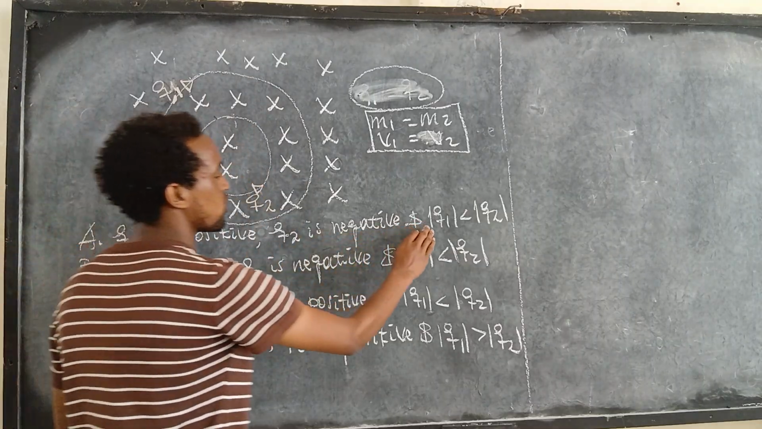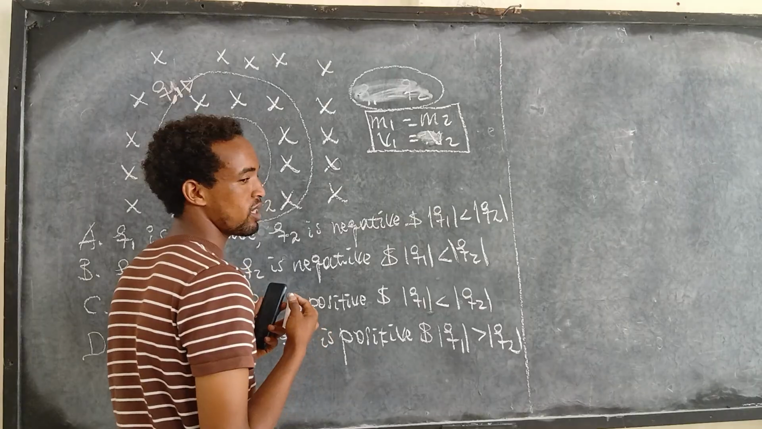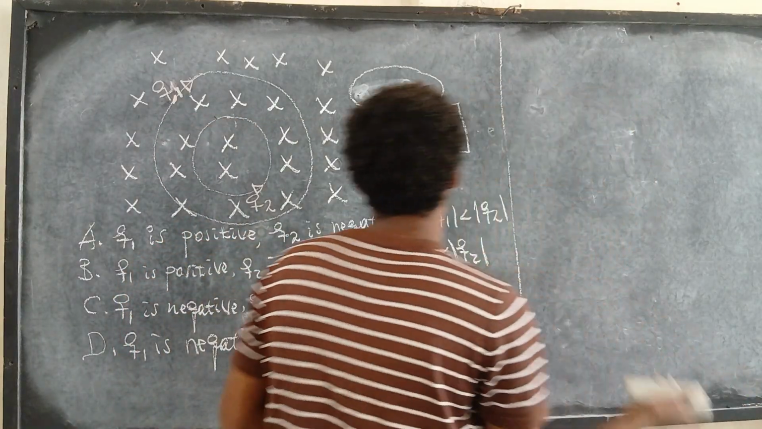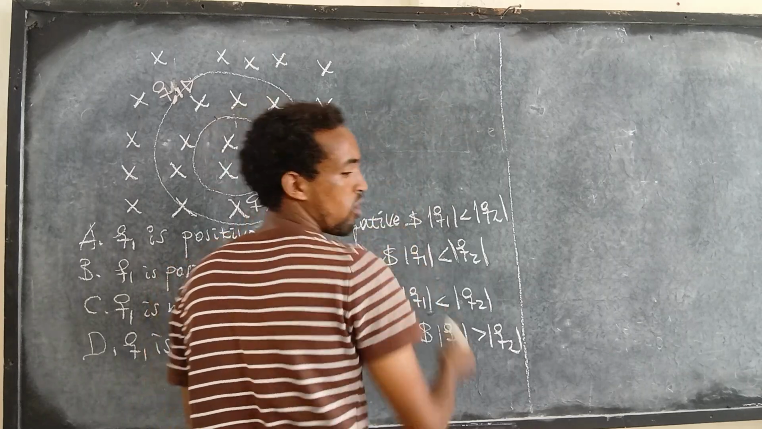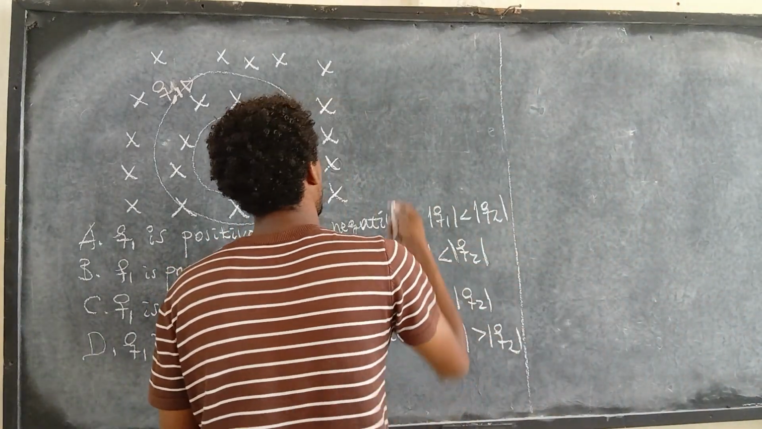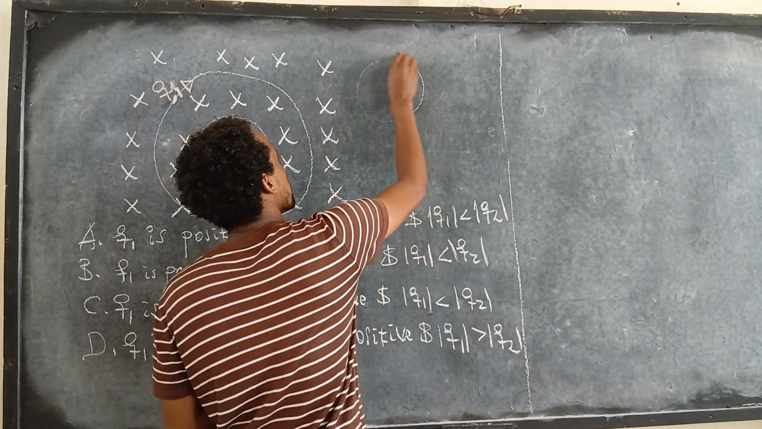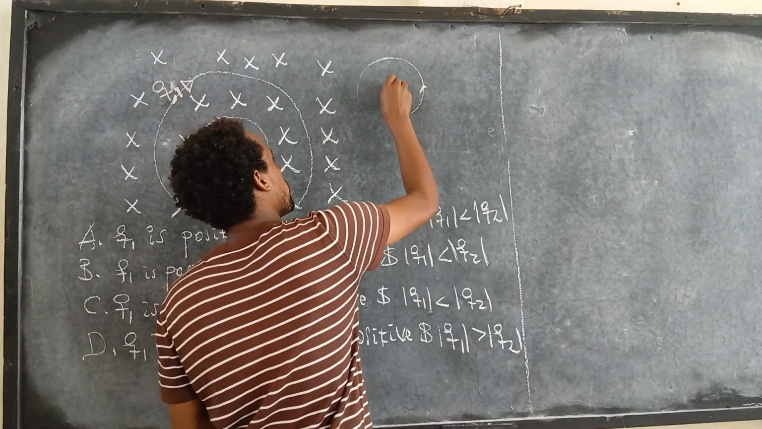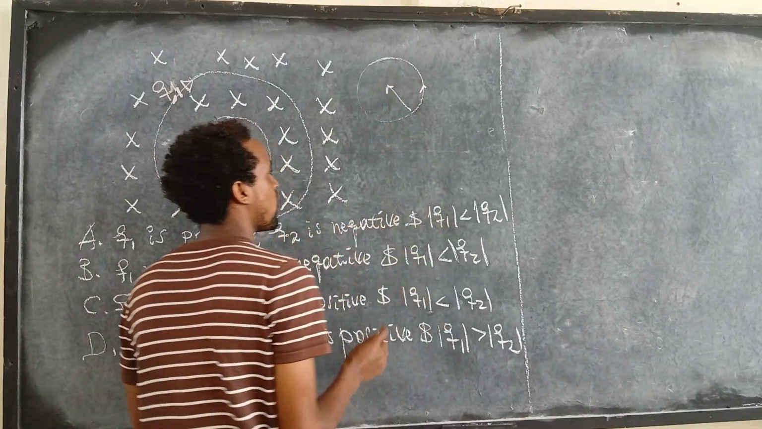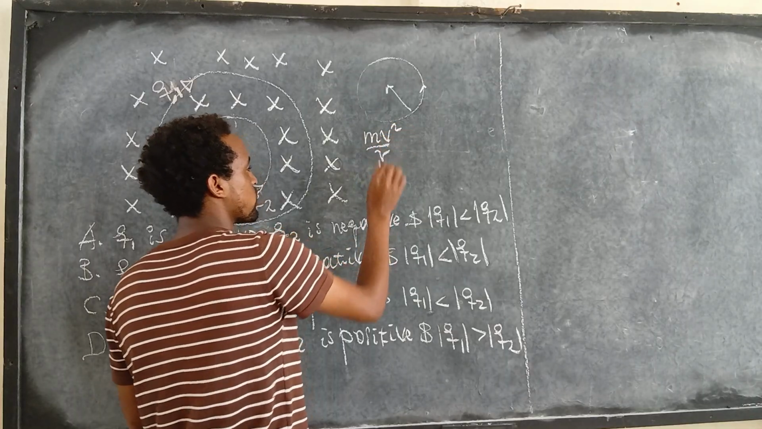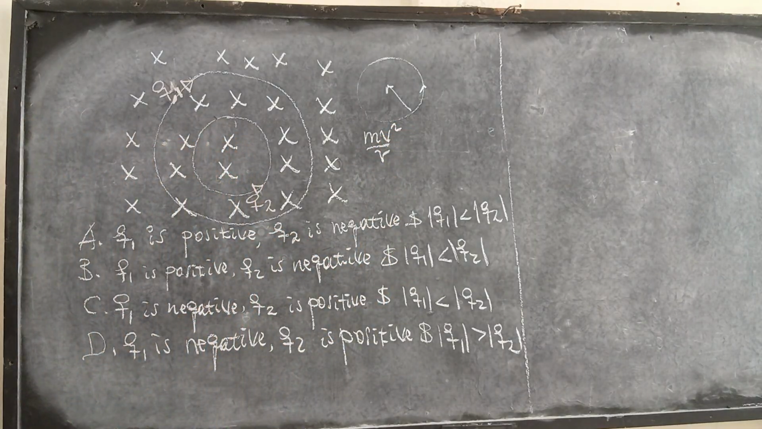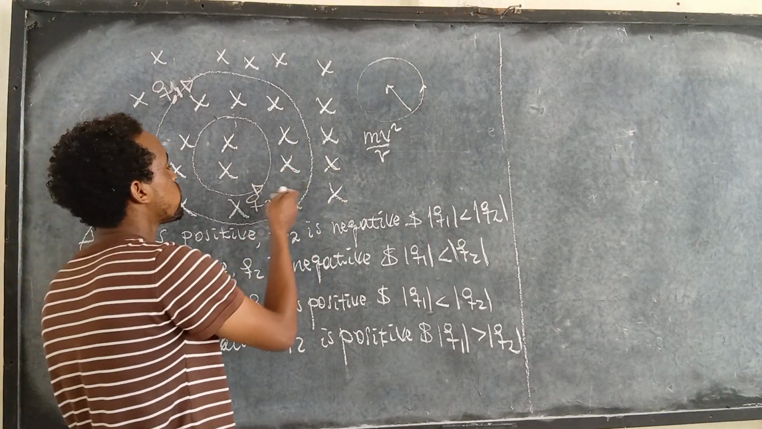So to compare the magnitudes, which principle do we use for the two charges? The principle of rotating objects. If an object rotates on a circle, what keeps that object rotating on that circle every time? We know it is mv squared over r. That is the centripetal force that makes this object rotate. So it is the centripetal force that keeps this charge rotating.